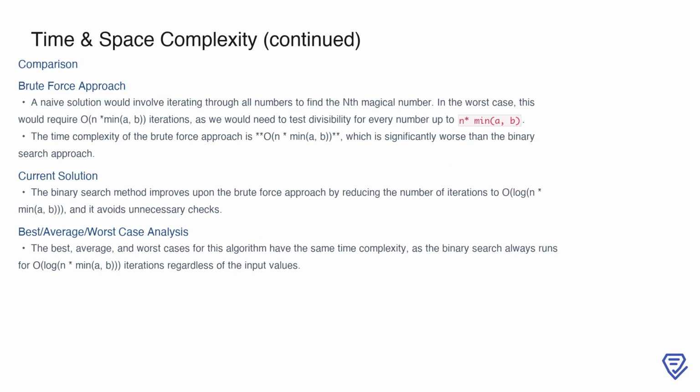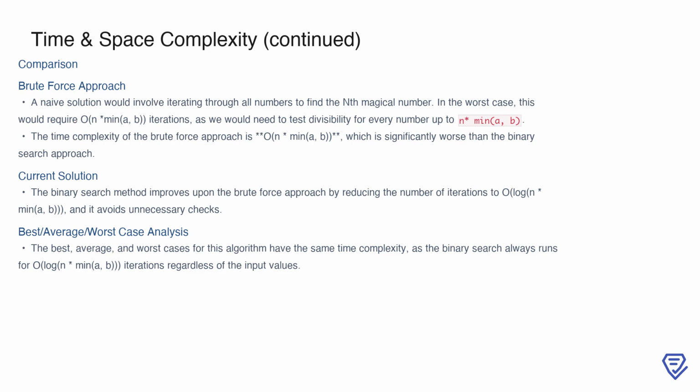When comparing this solution to a brute force approach, the difference in efficiency becomes clear. A naive solution would involve iterating through all numbers to determine the nth magical number. In the worst case, this means testing divisibility for every number up to n * min(a, b), resulting in a time complexity of O(n * min(a, b)). This approach is highly inefficient when n or the divisors are large. In contrast, the binary search method drastically reduces the number of iterations to O(log(n * min(a, b))). By avoiding unnecessary checks and leveraging mathematical insights, the binary search solution is significantly more efficient.